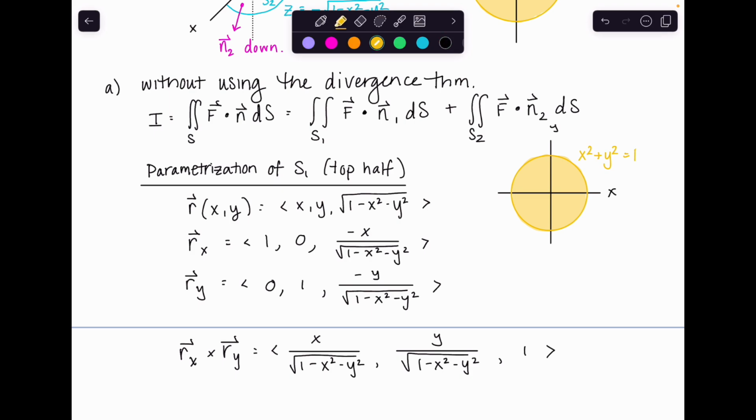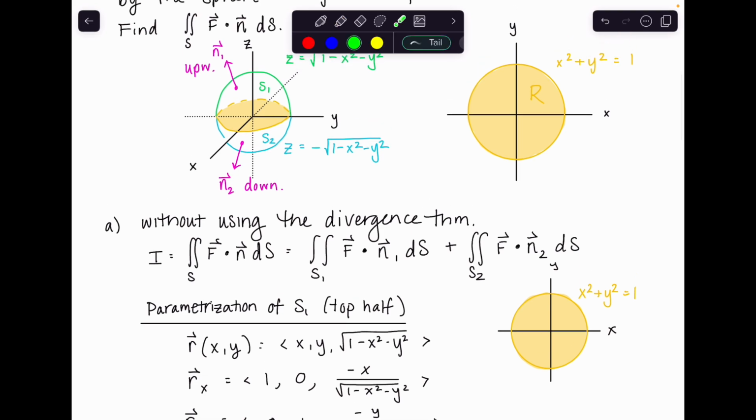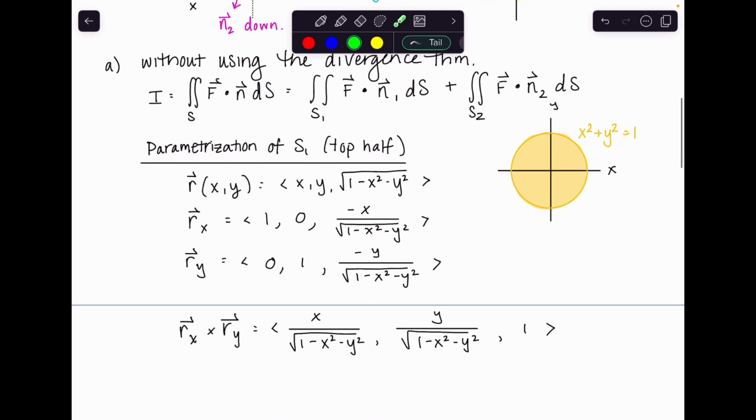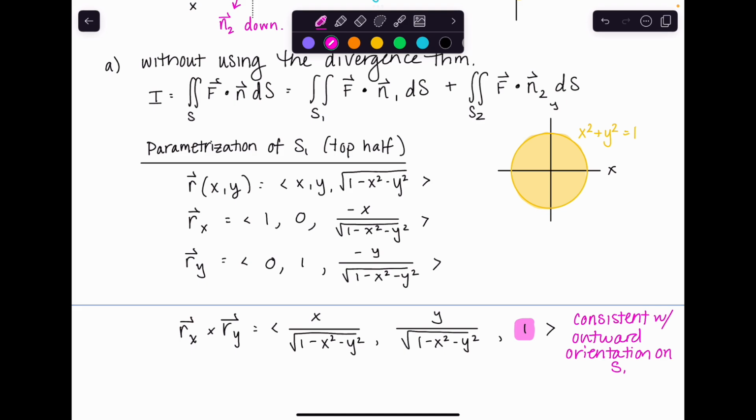And again, this parameterization is for the top half of the sphere. So I need to make sure this normal vector, which is rx cross ry, has outward orientation. And so on that top half, it should be positive in the z component. And this does match that. So I found the right normal vector. So this is consistent with outward orientation on the top half of the sphere. So that's what we called S1.